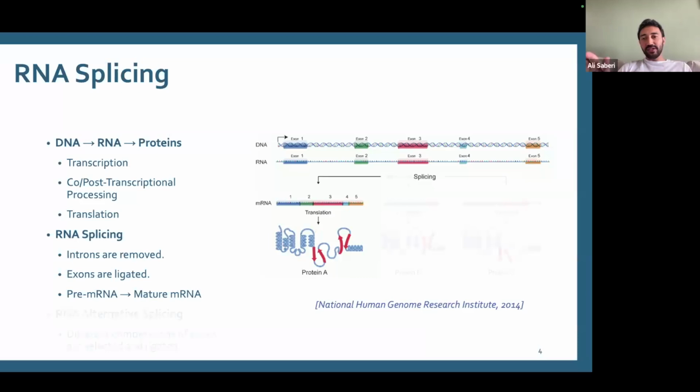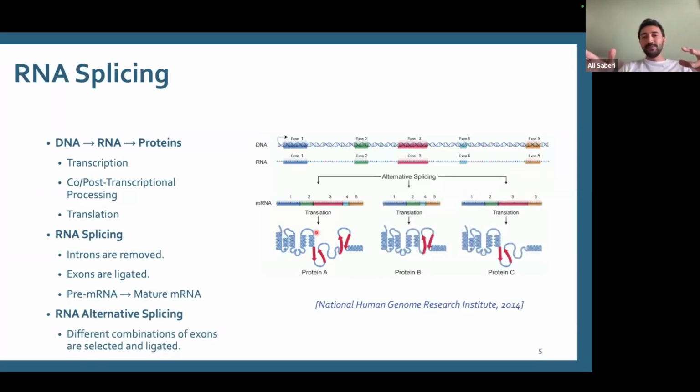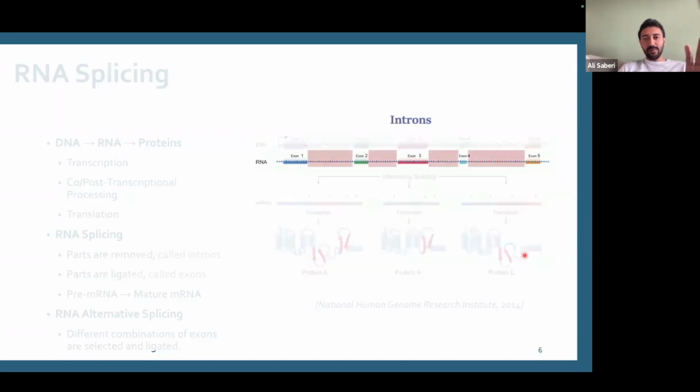And we have something called alternative splicing, in which, again, the introns are removed, but different combinations of exons can be ligated into the final product. So we would have different spliced mature mRNAs, and therefore different proteins. Just to make sure we all know, the regions that are removed from pre-mRNA are called introns, the ones that are spliced in are exons, and these boundaries we call the splice sites, which are really important.